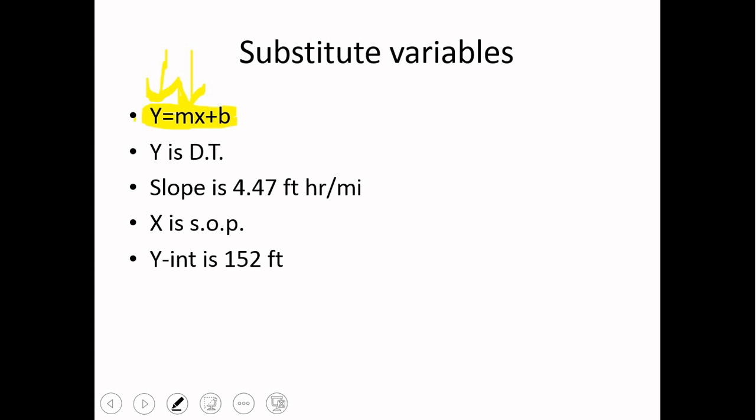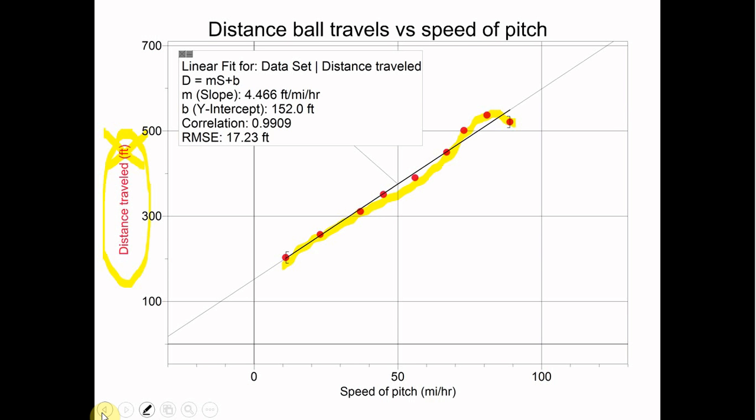slope, and again, Logger Pro gives us that. So I'll show you where it gives it. Here's my slope right there. Notice it's 4.466 feet mile per hour. That's a mouthful, and I'm going to go ahead and simplify that unit. I want you to simplify the units, so you're going to have to use your algebra.